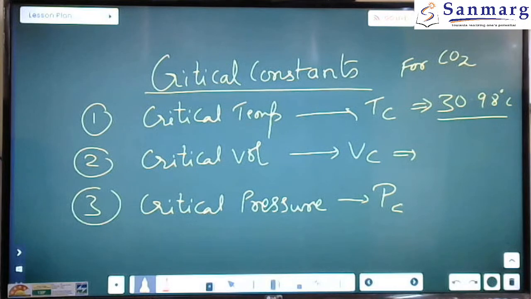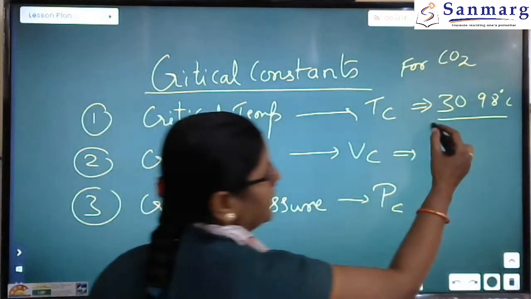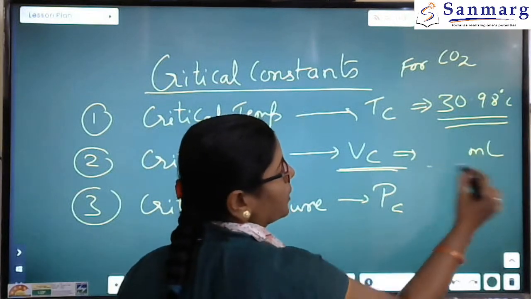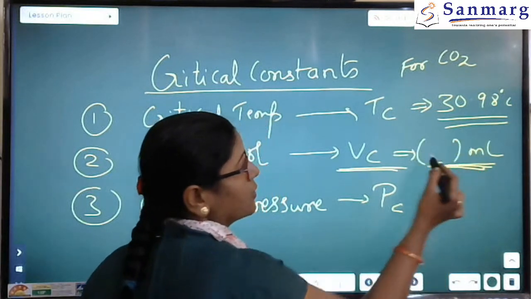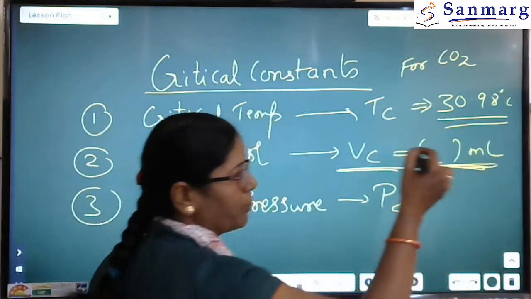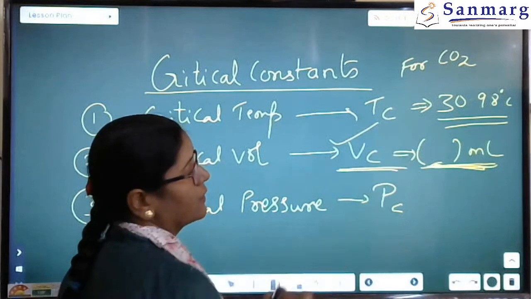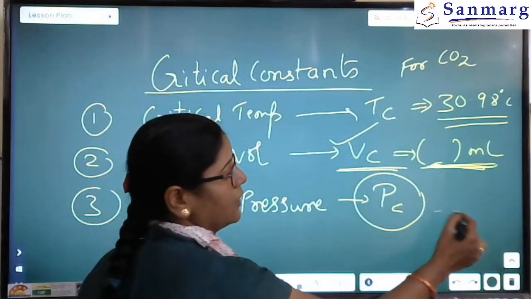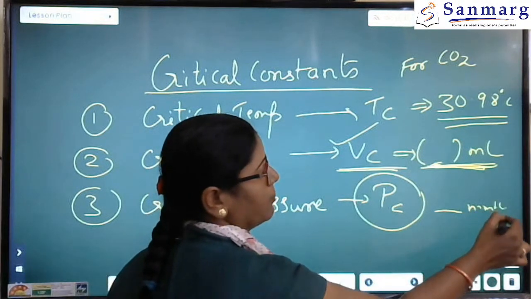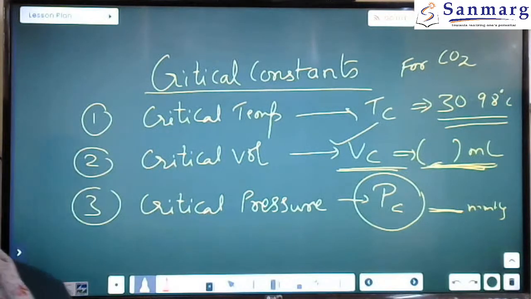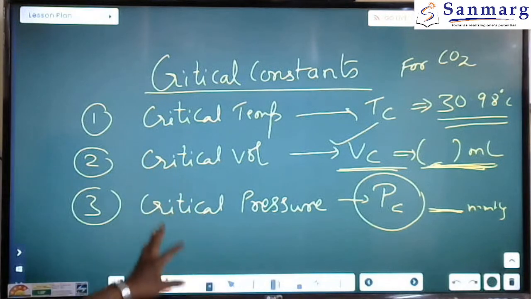At this point, at this temperature, what is the volume occupied? How much volume does 1 mole of gas occupy? That is called the critical volume. At this point, whatever pressure there is, in mmHg or bar, that pressure is called the critical pressure. In detail you are going to study this in higher classes.